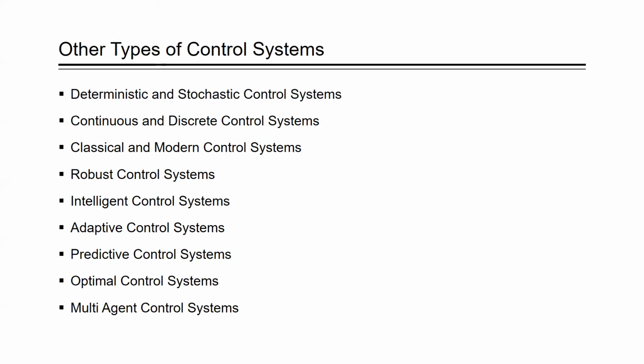So these are some of the types of control systems we have. And over time, we'll be looking at them one after the other to understand them better.